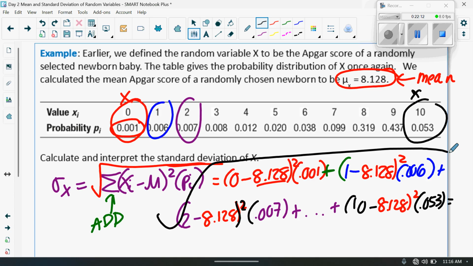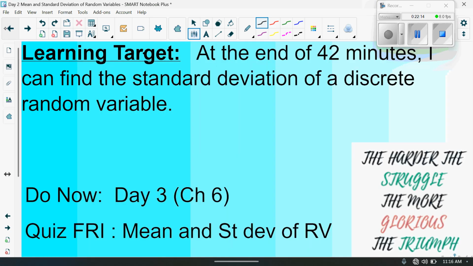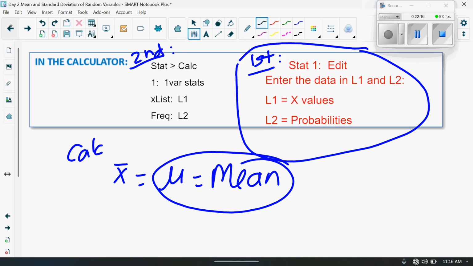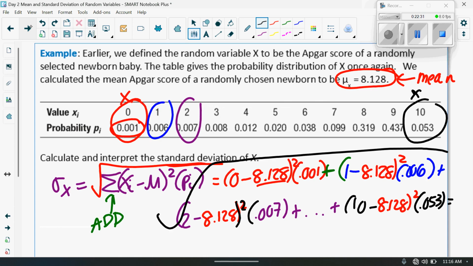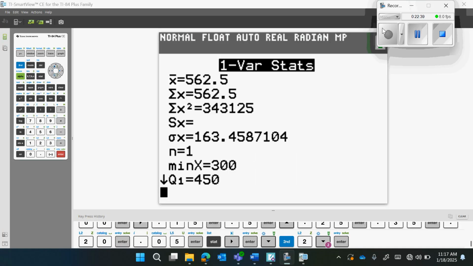So if we look back at my notes where it said in calculator here, we're going to do the same thing. Our data is already in the calculator in stat edit in L1 and L2. We're going to still look at our 1 var stat, but this time, instead of looking at x bar, which is our mean, we're going to look at the little sigma, and that's going to be our standard deviation. So I will show you that now using the old data that was in there from the question about Pete's Jeep tours.